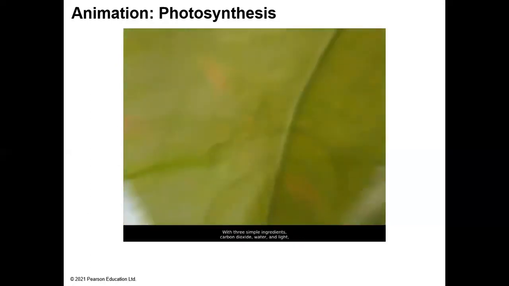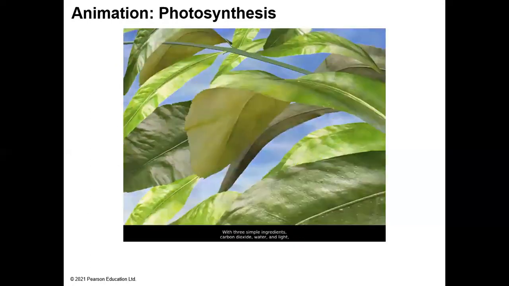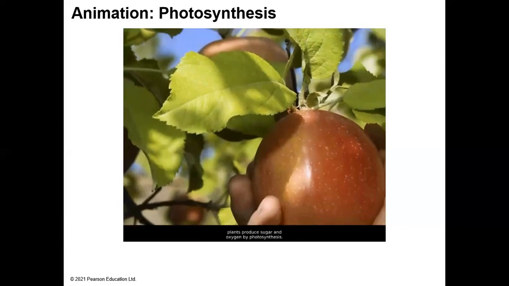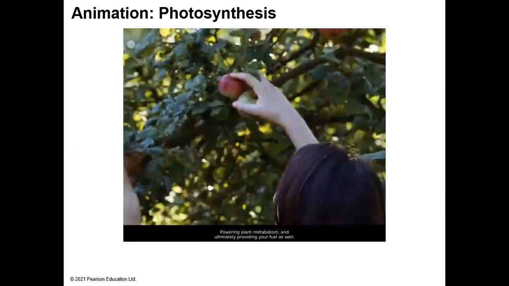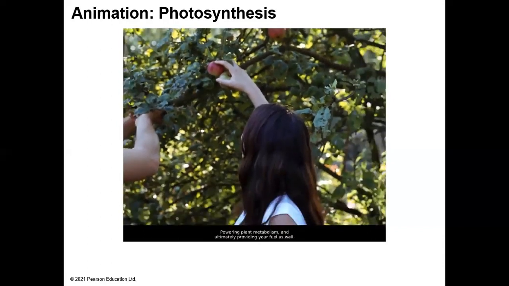With three simple ingredients, carbon dioxide, water, and light, plants produce sugar and oxygen by photosynthesis, powering plant metabolism and ultimately providing your fuel as well.